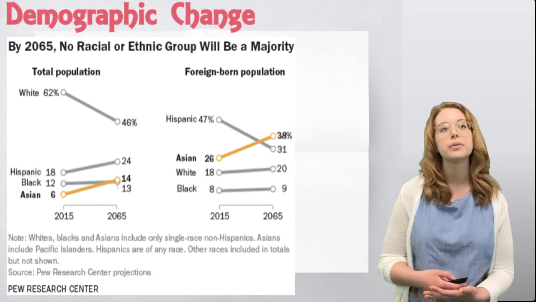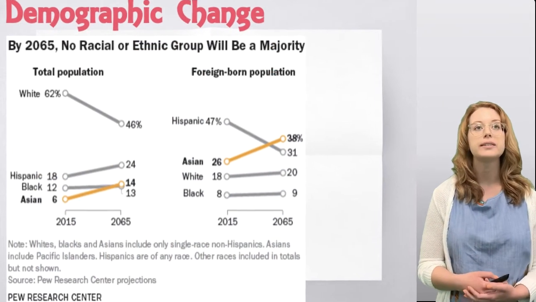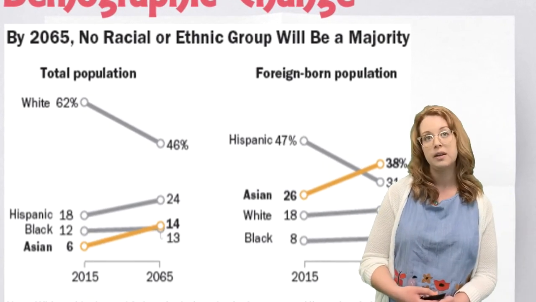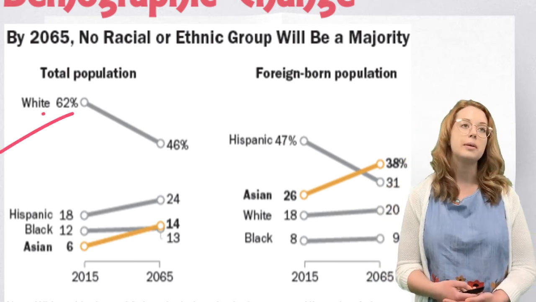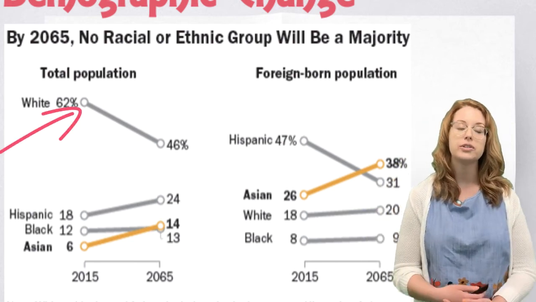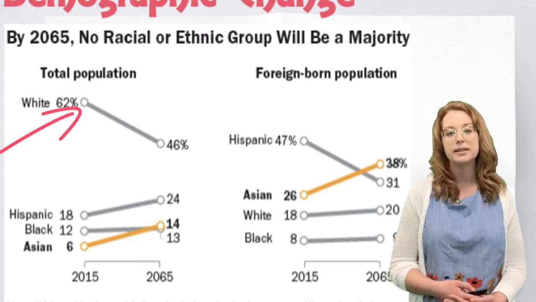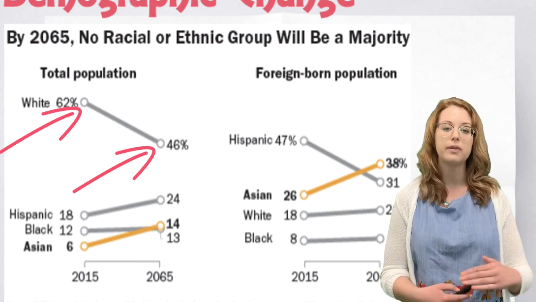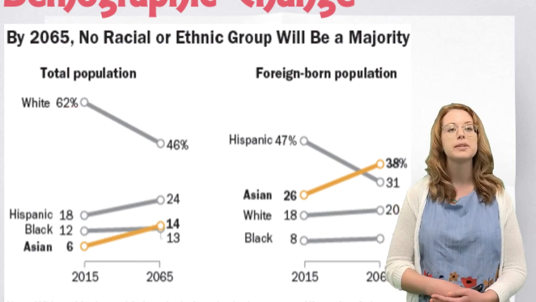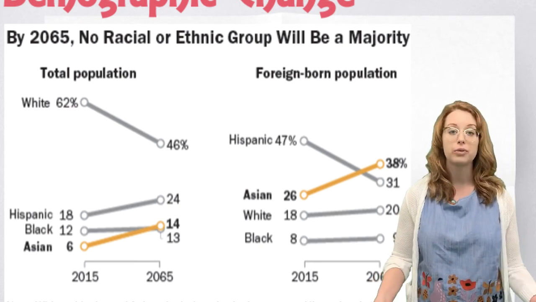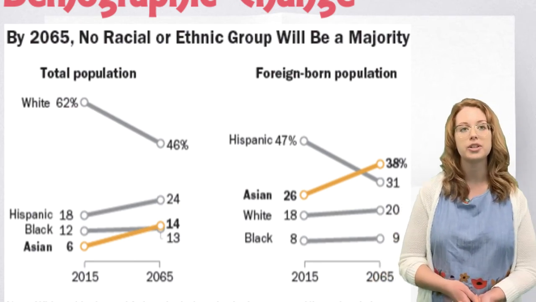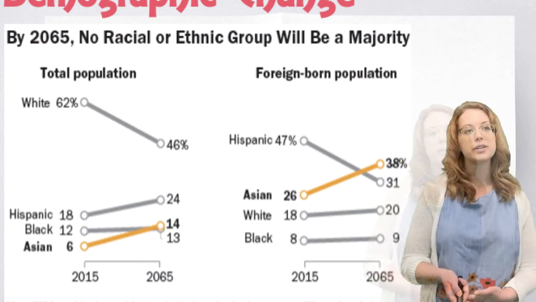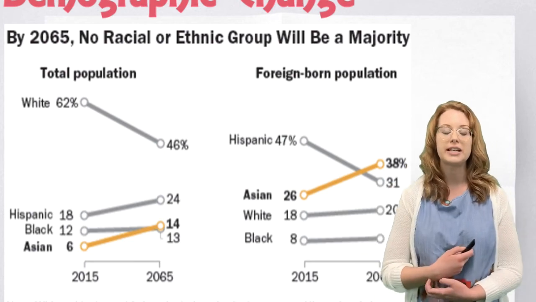This graph here shows that by predictions, by 2065, there will be no racial or ethnic group majority. So currently, white people are about 62% of the population, which is the majority of the United States. By 2065, that will go down to approximately 46%, which is below the 50% majority. However, white people will still be the largest racial group in the United States. We project to see a lot more Asian immigration occurring, and also Hispanic immigration is predicted to decrease.